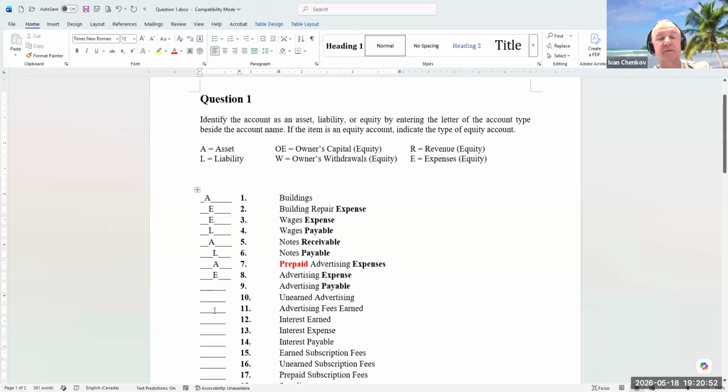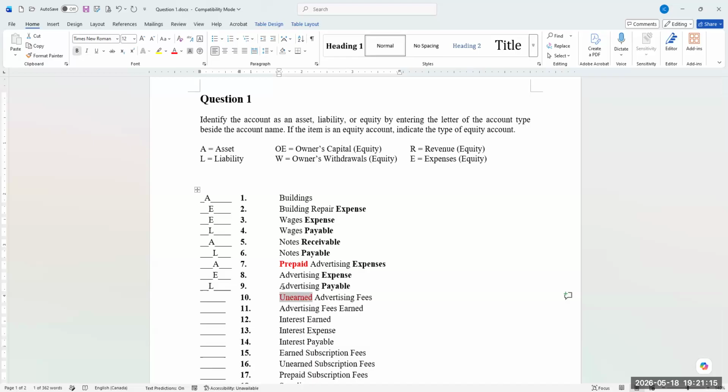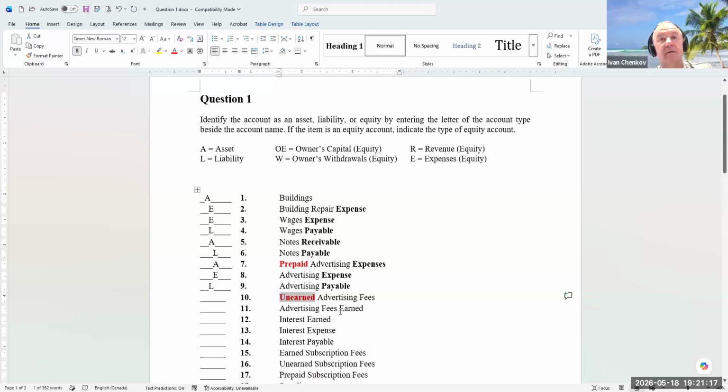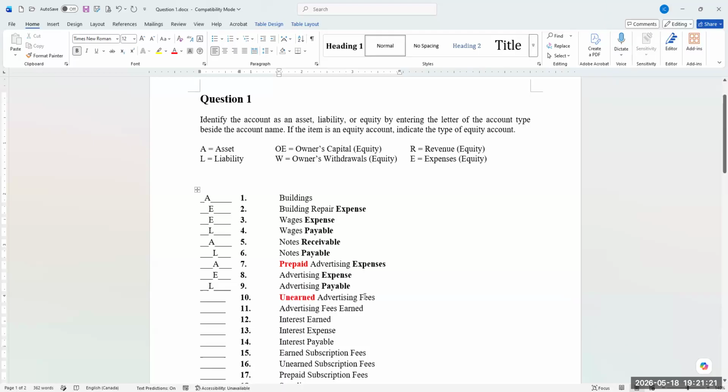Liability, yes, no questions about it. How about unearned advertising fee? Let's put it here, just to make it interesting. So as you can see, we have here advertising fees earned, and we have unearned. What's the difference? You haven't done the advertising yet, so it's a liability. Correct. Did you get the money here? Yes, you did. You get the money.